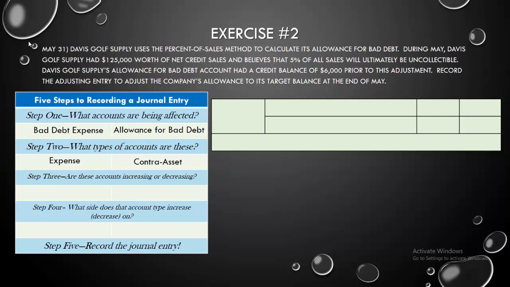Bad debt expense recognizes the portion, amount of the sales that we've had that we don't think we're going to collect, and we're going to record the expense for in the same period. That's going up. Allowance for bad debt, again, is the same deal. It's the account tied to receivables, which shows the portion of those we're never going to see. That's also going up. And expenses go up with a debit, contra asset go up with a credit. So we have our journal entry set up.